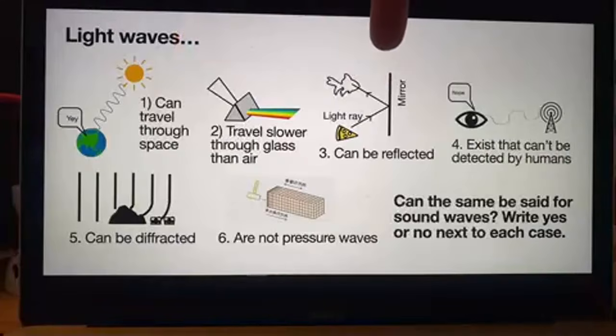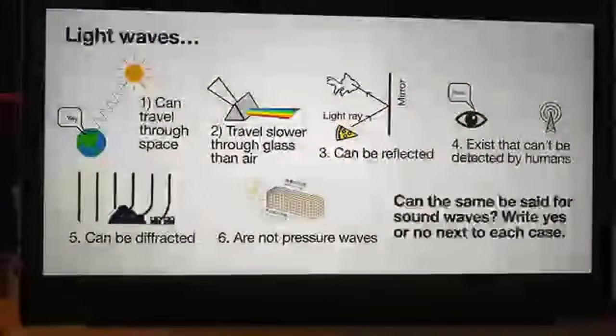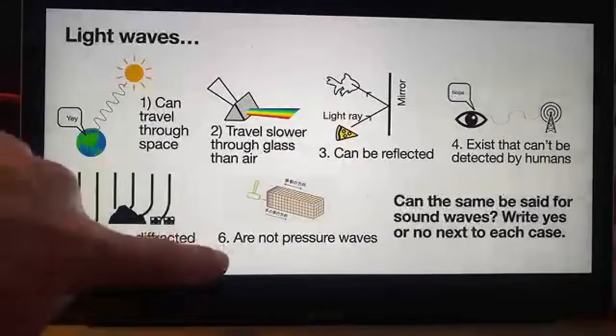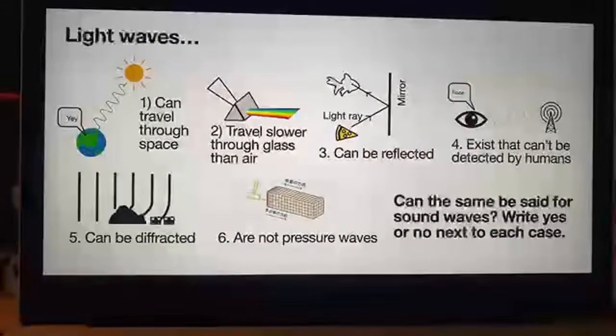Light waves can be reflected. Light waves exist that can't be detected by humans. That is true. You can call radio waves and microwaves and infrared light waves, just light waves we can't see. Light waves can be refracted. We talked about that last week. And light waves are not pressure waves. So for each of those, can you say the same thing about sound waves? Write yes or no, or put a little bit of an explanation if you like, next to each case, please.